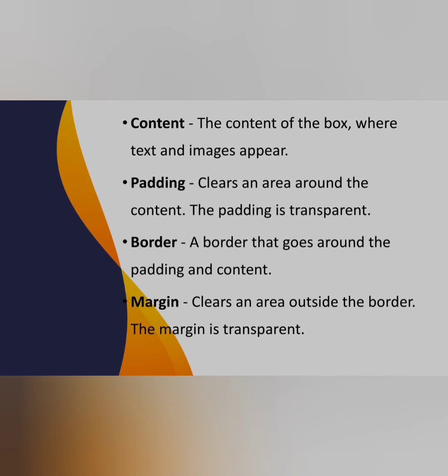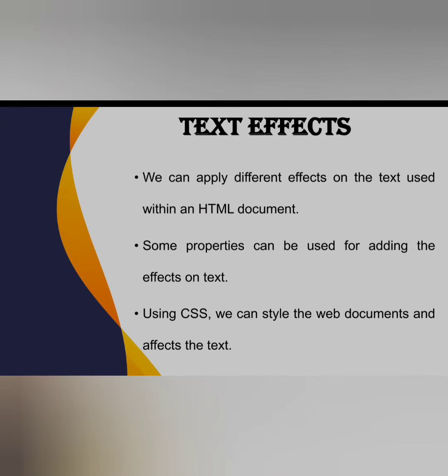Different parts in the box model. Content: the content of the box where text and images appear. Padding: clears an area around the content. The padding is transparent. Border: a border that goes around the padding and content. Margin: clears an area outside the border. The margin is transparent.